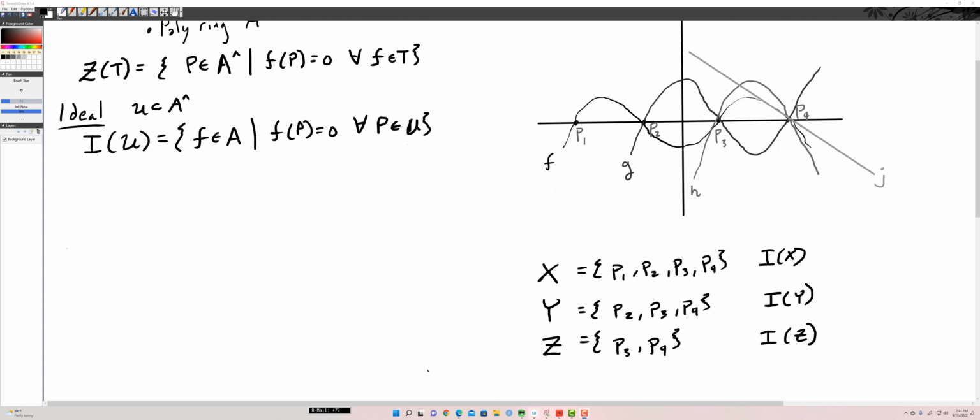This second concept that is important in algebraic geometry is the ideal. The ideal is introduced in a different way in algebraic geometry than it is in ring theory, but it's very much a similar idea. The ideal in algebraic geometry is really a function of a subset of the affine space. So here we have I of U, where U is a subset of the affine space, and what we're doing is we're looking for functions inside the ring of polynomials that are all 0 on every point in that set.